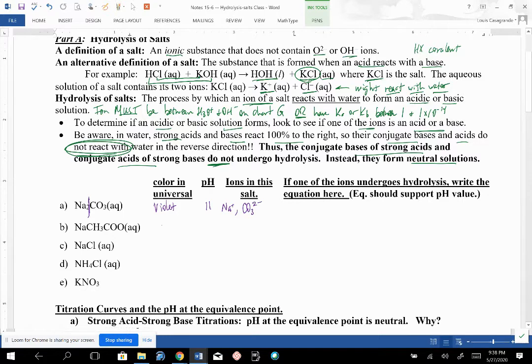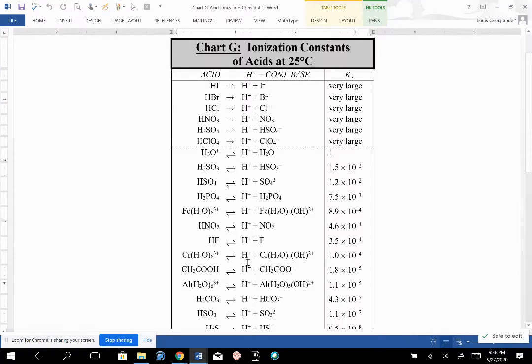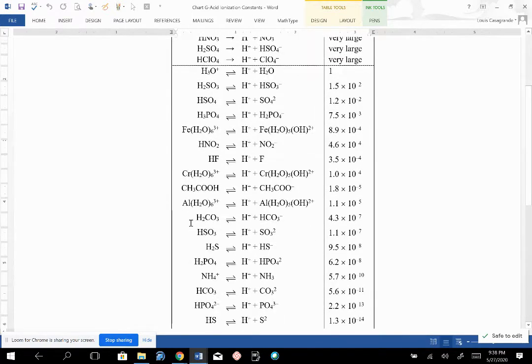Now, let's go over to chart G. And on chart G, sodium, first of all, sodium is a conjugate acid, technically, of a very strong base. It's not going to hydrolyze.